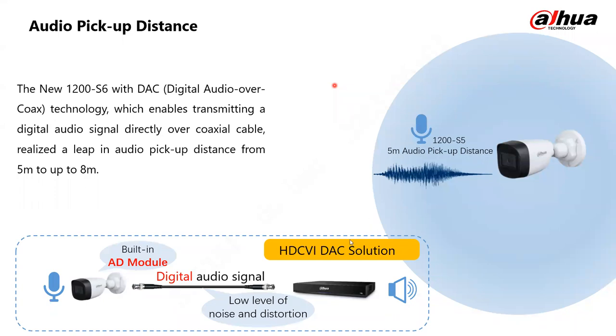So in this case, since the digital audio over the coaxial basically goes through the coaxial cable, the distance has gone a little bit higher. And since it supports the built-in mic, it can pick up specific audio directly through the camera, through the coaxial cable to the DVR connected to an audio device, just to ensure that we have the audible information from a projected device such as a speaker.